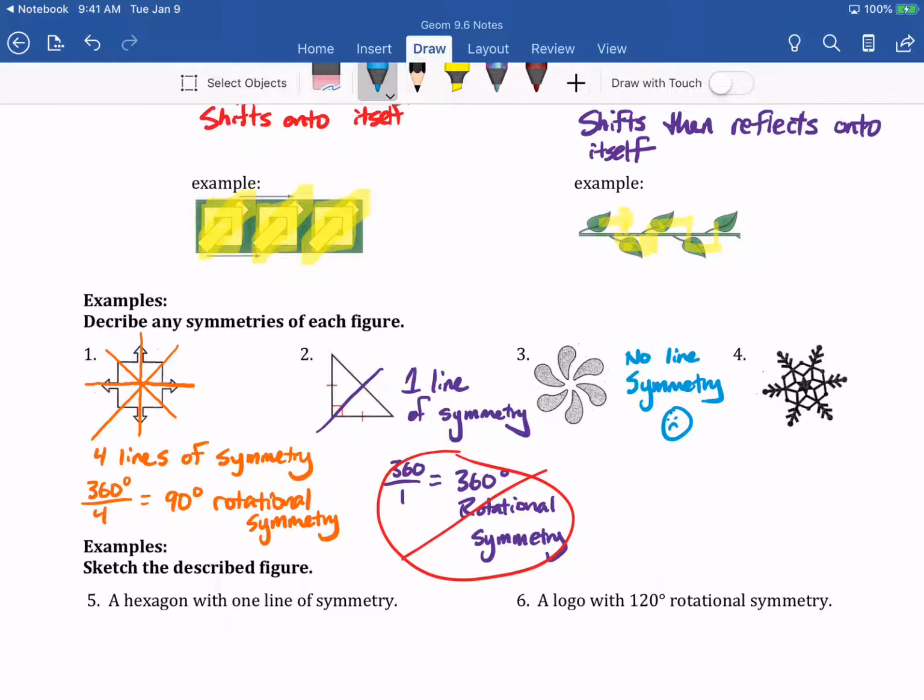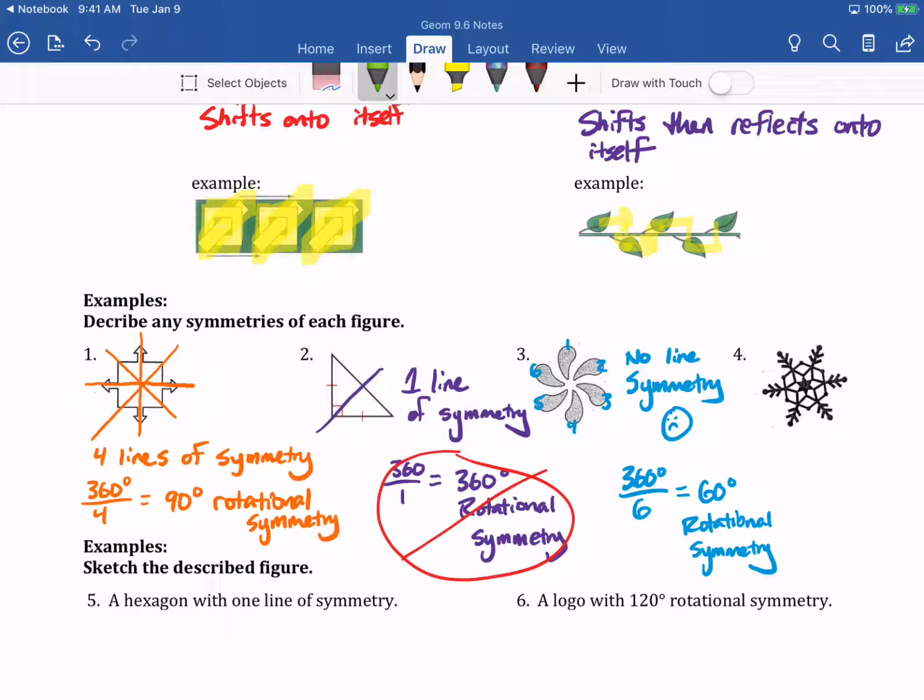All right, but that's okay. It does have rotational symmetry. So notice there are 1, 2, 3, 4, 5, 6 pieces to this figure. So if we take 360 degrees and divide it among those 6 identical pieces, that would mean this has 60 degree rotational symmetry. So sometimes figures can have rotational symmetry without having any line symmetry.